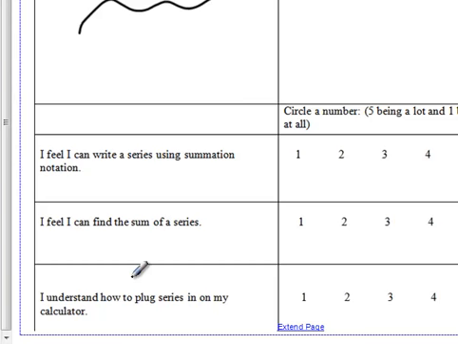I know the calculator part might be hard for you, but remember, hit math 0, type in the summation. Then I want to know how you guys feel about the objectives. Come in with any questions, comments, or concerns.